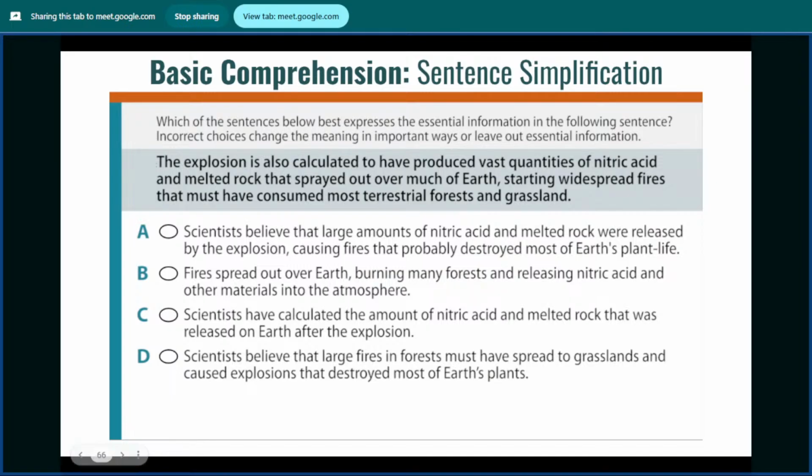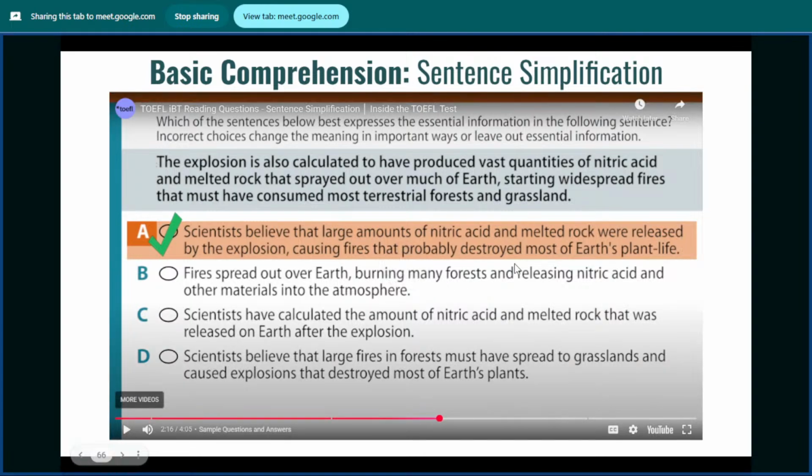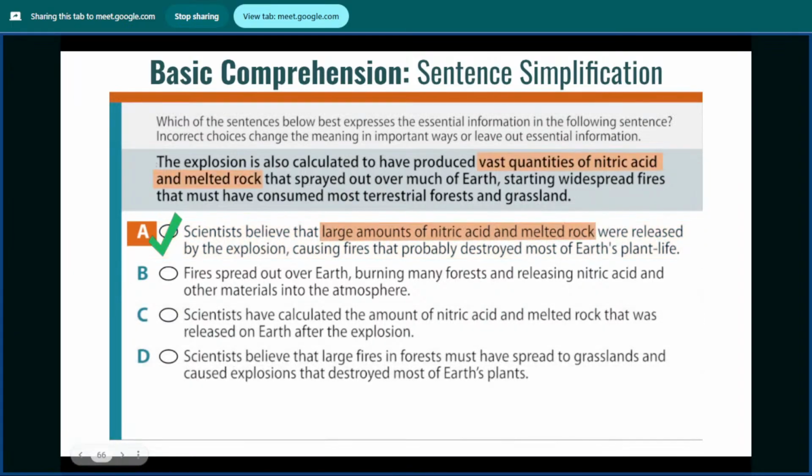So, can you identify the correct answer? It's A, because all of the important information is aligned with the given sentence. That's correct. Very good. Both the given sentence and choice A talk about large amounts of nitric acid and melted rock that were the result of the explosion and that started fires that destroyed plant life.